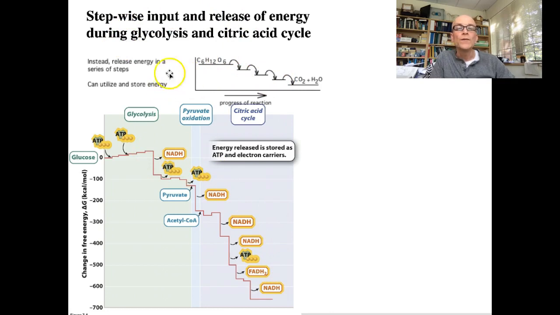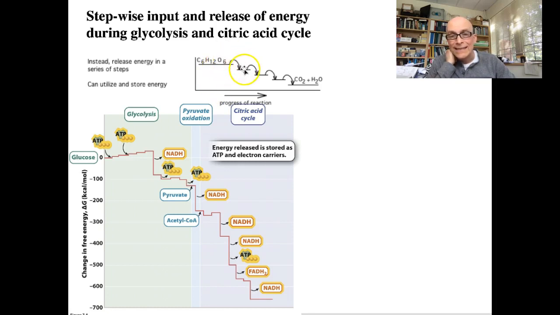Previously I told you when you burn sugar, which we watched in the YouTube video, you get all that energy released in one step, essentially. Here we have all these individual steps, and of course these individual steps are chemical reactions that occur during glycolysis, pyruvate oxidation, and the citric acid cycle. And in each of these steps, here's our energy level. So look at this. This is our reaction scheme.